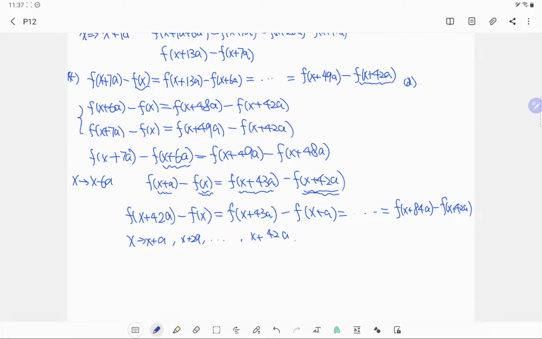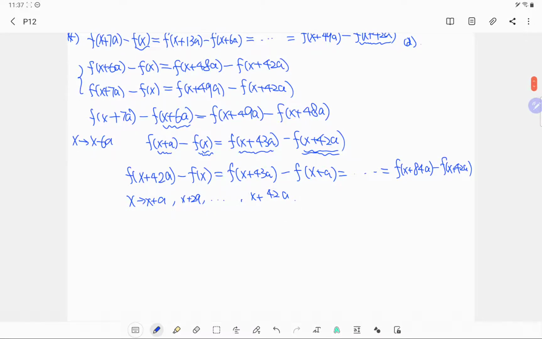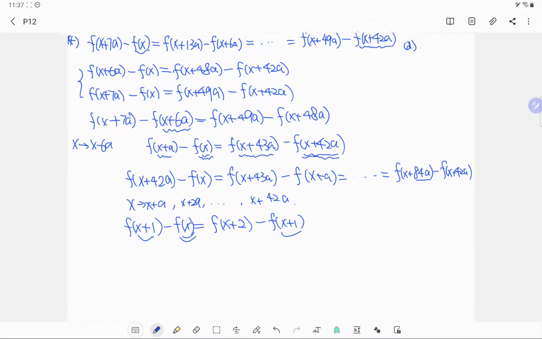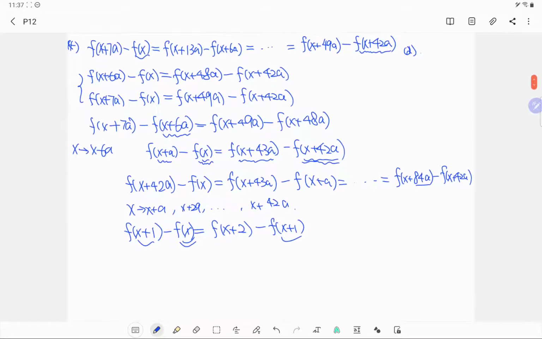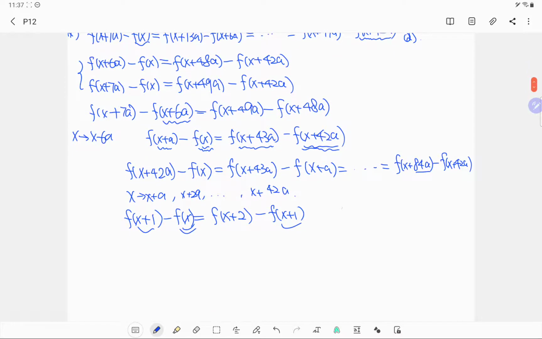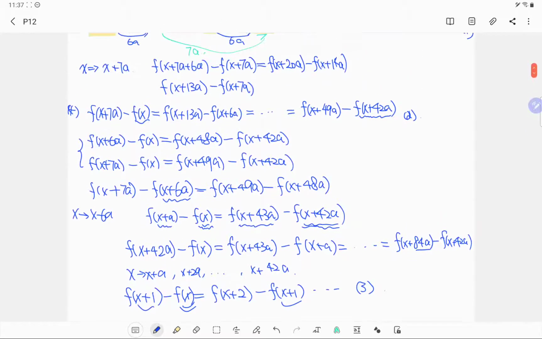Yeah, so now when we just look at the very left and the very right, we have f(x+a·42a is 1) - f(x) = f(x+84a, which is 2) - f(x+1). So we have the difference of 1. Also, we have the difference of 1 here. Okay, so here we get this, like we can call it equation 3, which is really useful here.